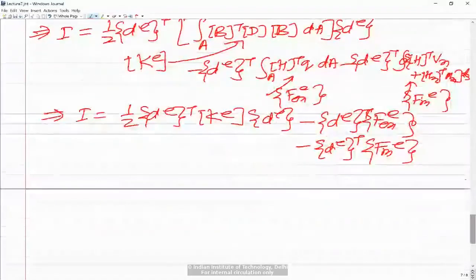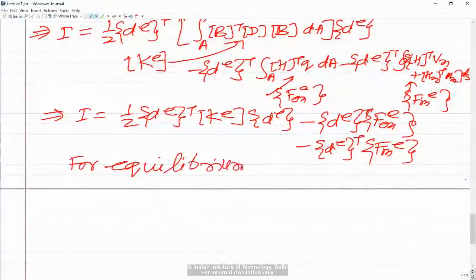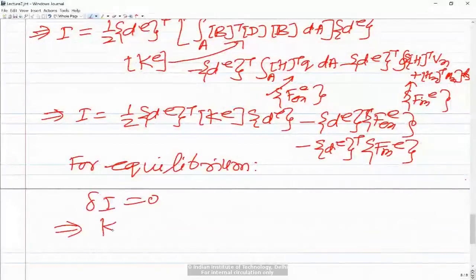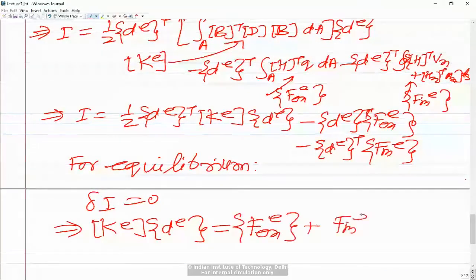Now for equilibrium, as we know, for equilibrium delta I equal to 0. So the logic is the same. This will give you the element level governing equations as Ke into d is equal to F external for the element plus F internal for the element. So this is the element level governing equation for this element.